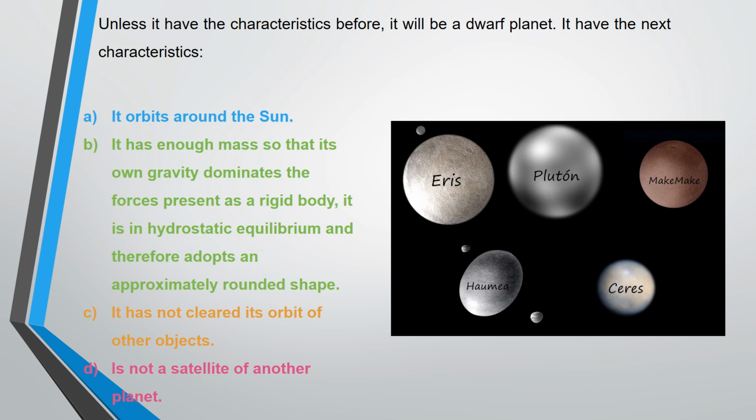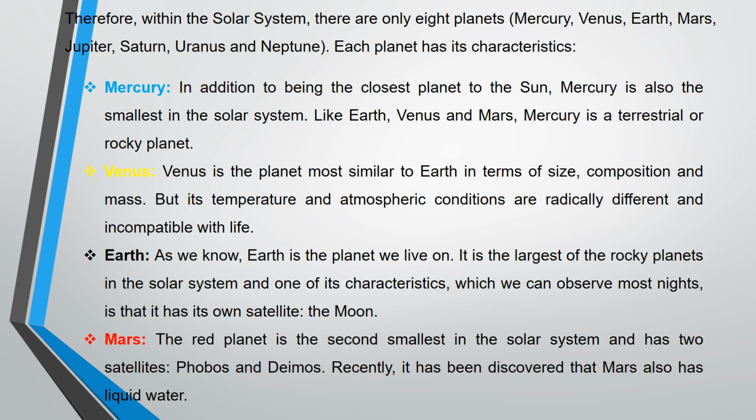Venus. Venus is the planet most similar to Earth in terms of size, composition, and mass, but its temperature and atmospheric conditions are radically different and incompatible with life. Earth. As we know, Earth is the planet we live on. It is the largest of the rocky planets in the solar system, and one of its characteristics, which we can observe most nights, is that it has its own satellite, the Moon.